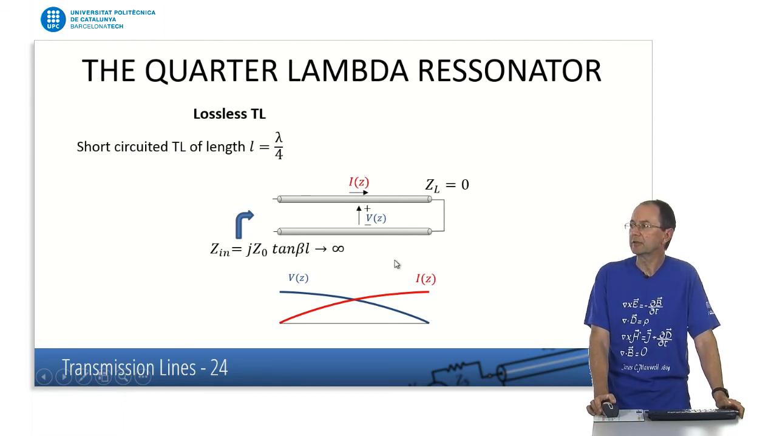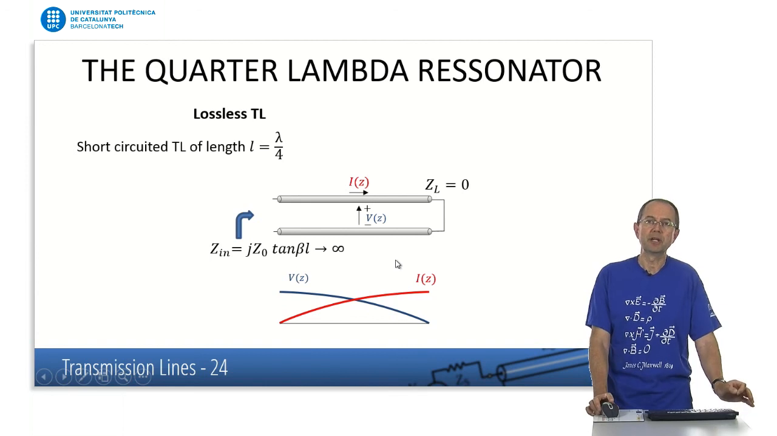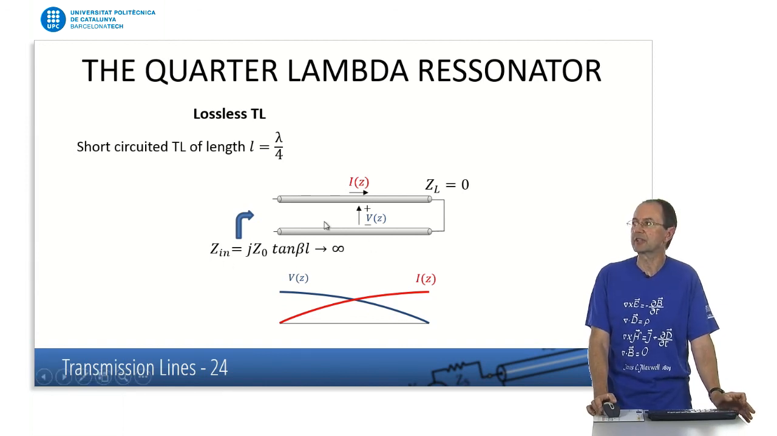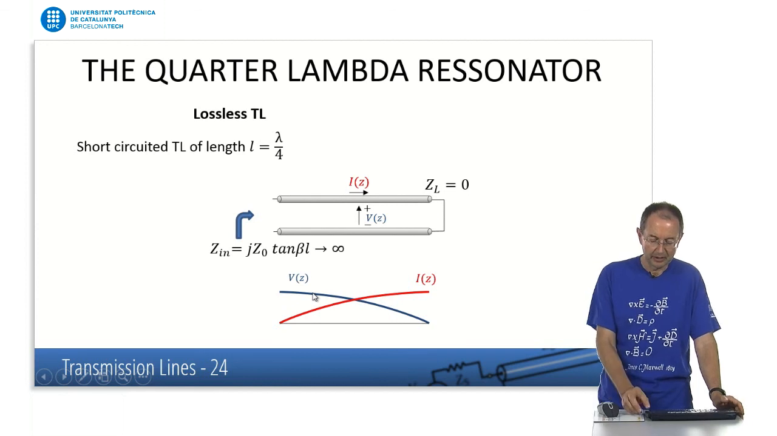And that's interesting because this is a resonant condition, because this is only true for a very precise frequency when this is exactly lambda divided by 4. If the length is not satisfying this condition, this actually will drop very quickly.